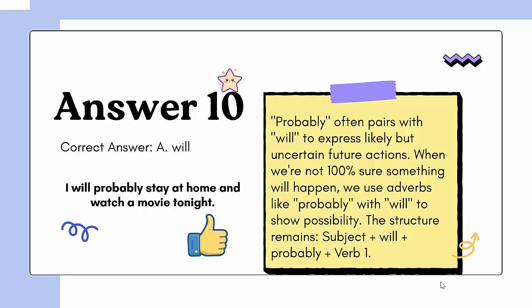The answer is A. Will. I will probably stay at home and watch a movie tonight. Explanation: probably often pairs with will to express likely but uncertain future actions. When we're not 100% sure something will happen, we add words like probably with will to show possibility. The structure remains subject plus will plus probably plus verb 1.